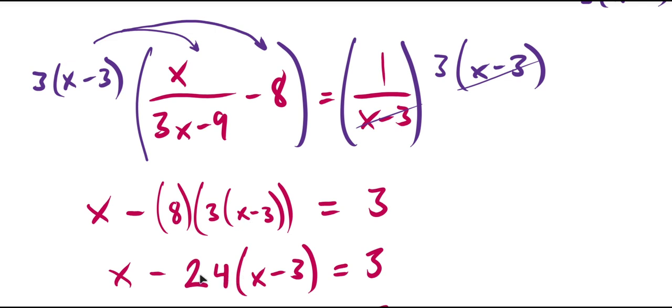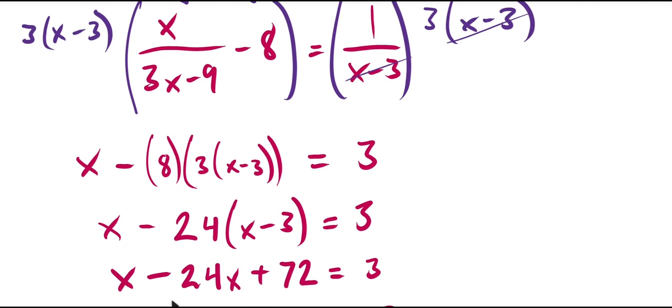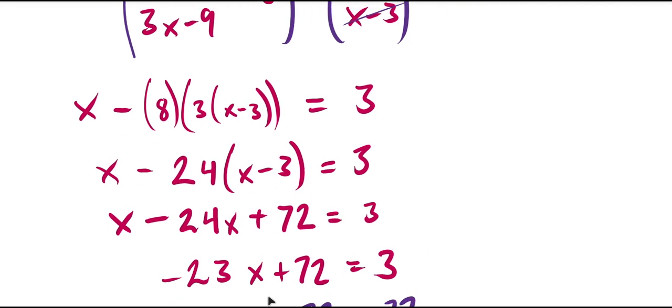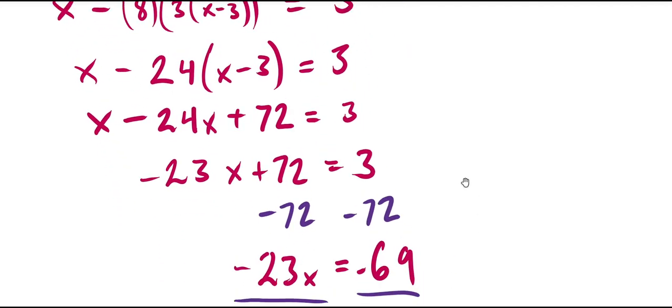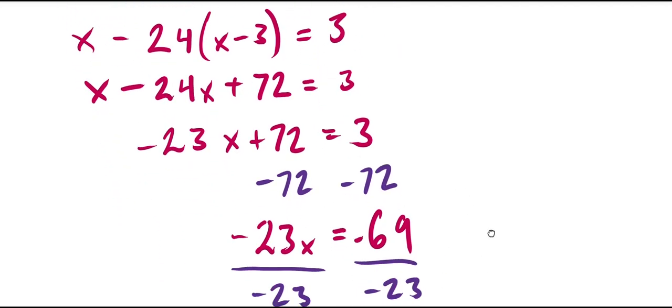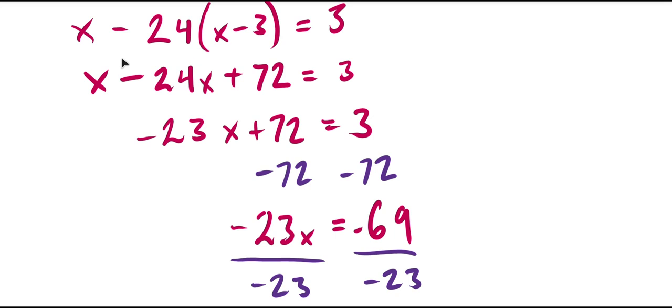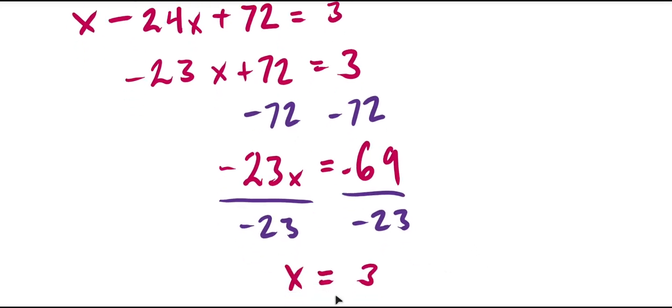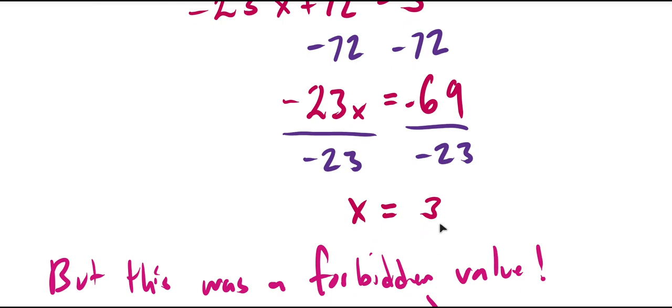We have 8 times 3 is 24. We distribute the 24 against both terms. We get x minus 24x plus, because minus 24 times minus 3 is positive 72. That's equal to 3. We bring that 72 over, get negative 69, and dividing off our negative 23 when these combine by like terms, we wind up with x is equal to 3. Cool, we're done, right? No, that's a forbidden value.